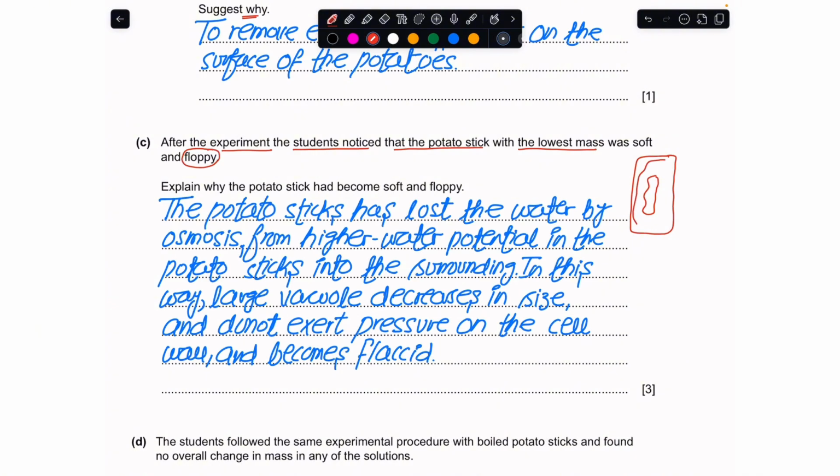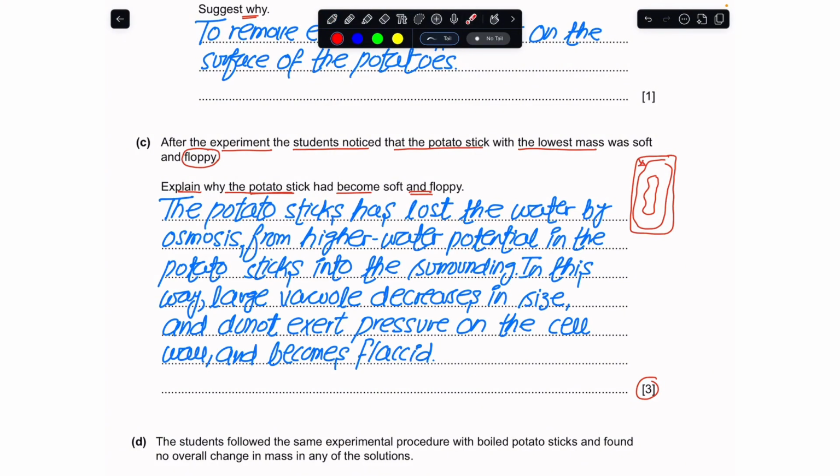As a result, the cell membrane pushes away from the cell wall, and the cytoplasm and the large vacuole are no longer exerting pressure on the cell wall, so the cells don't appear turgid, but rather become soft and floppy. Here they have asked, for a total of 3 marks, that we explain why the potato sticks have become soft and floppy.